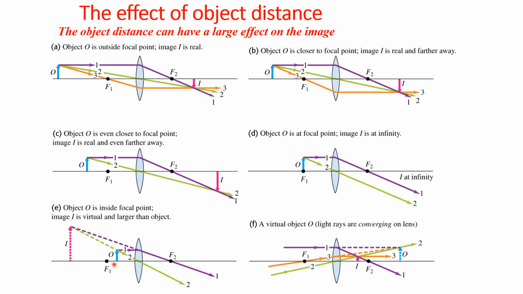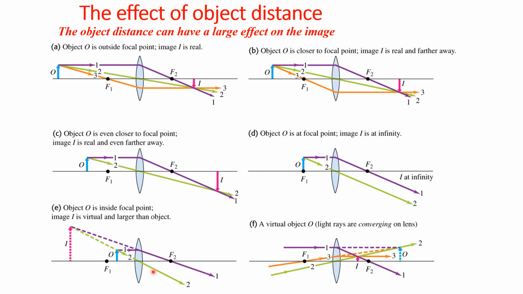Another special case is when an object is between the focal point and the lens. The first ray is incident parallel to the principal axis and refracted by passing through focal point 2. A second ray is incident by passing through the center of the lens, and it doesn't change direction when refracting. You see that refracted ray number 1 and refracted ray number 2 don't meet after refraction.